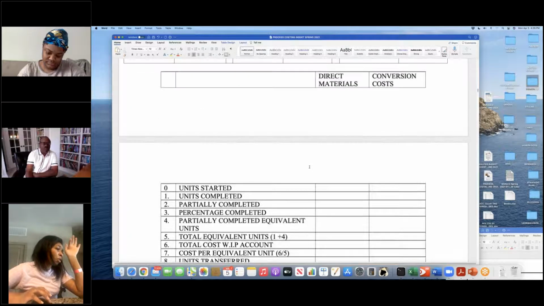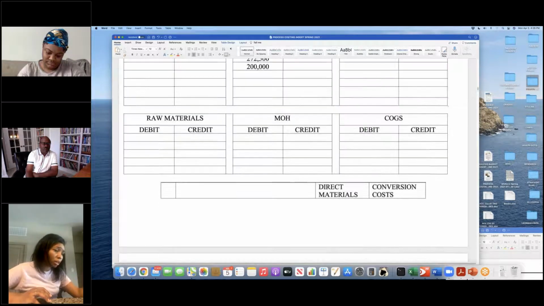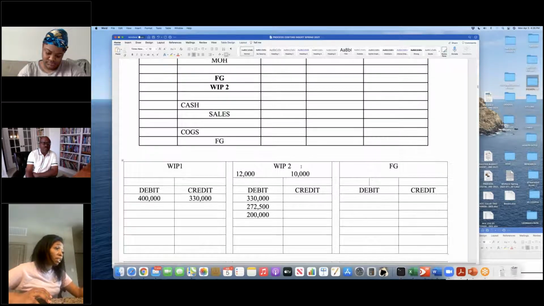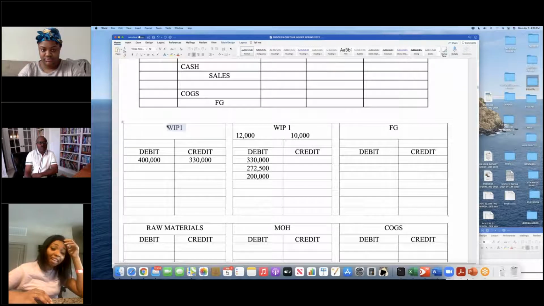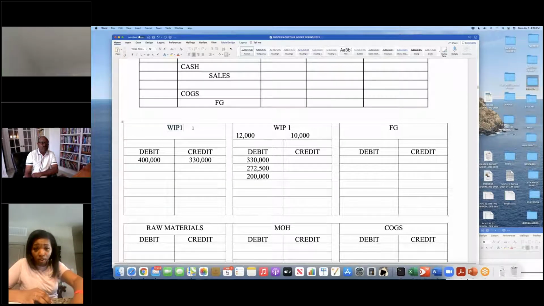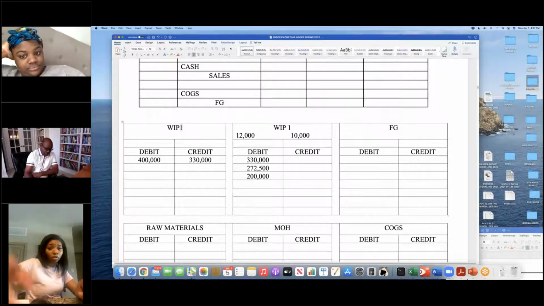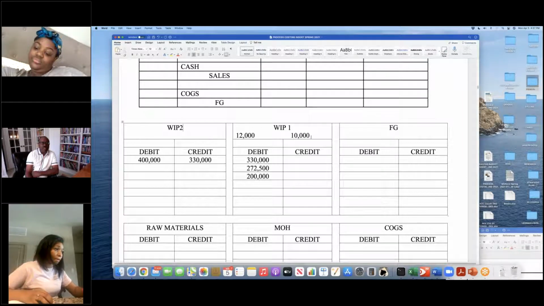One question, Professor. For the T accounts, on mine I have work in process 1 with 12 and 10, then for work in process 2, I just have 10. And what you have right there, I have in work in process 1, not 2. Correct, this should be all one. This one is actually wrong. Make that work in process 1, and then make that one work in process 2, and then transfer the numbers. Or you can just swap it around and keep that one 1 and put that one 2.